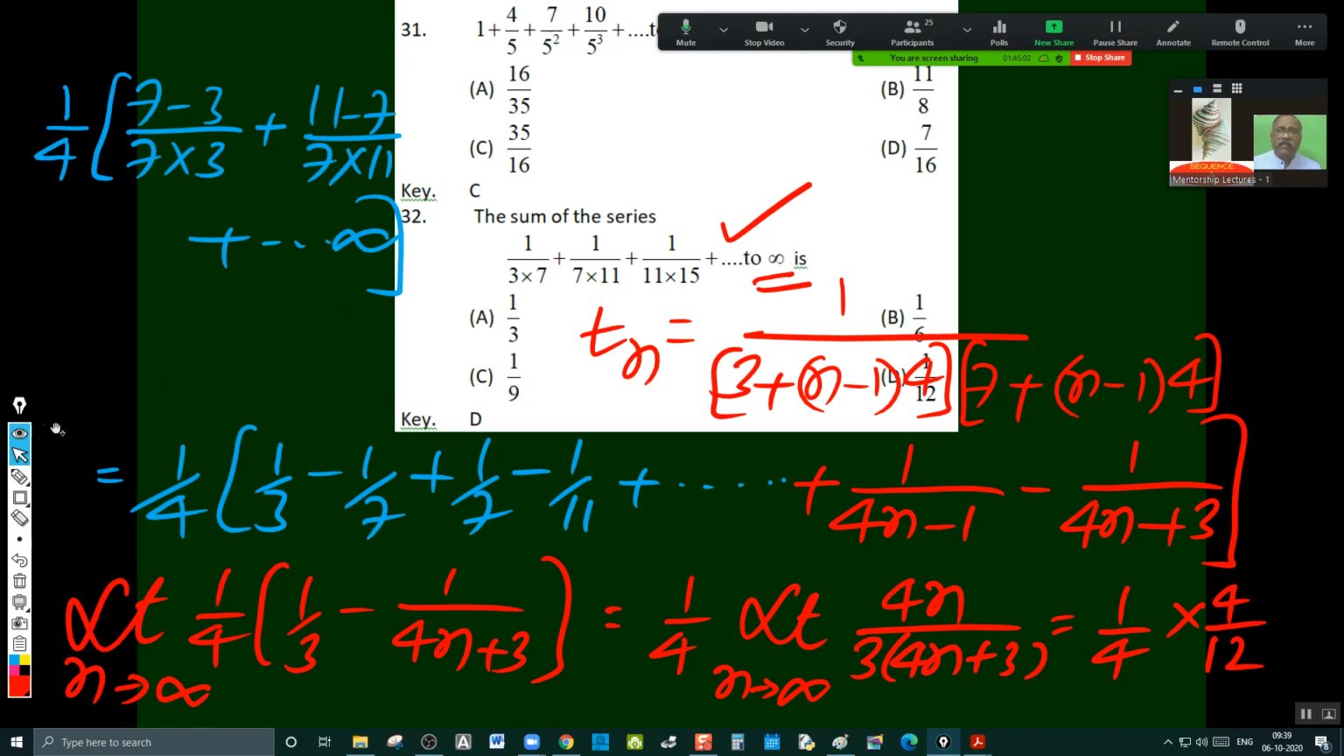Okay, and I think 2 to 3 problems are left over, and we will be discussing that in the next session, and I'll start matrices and determinants in the next session.